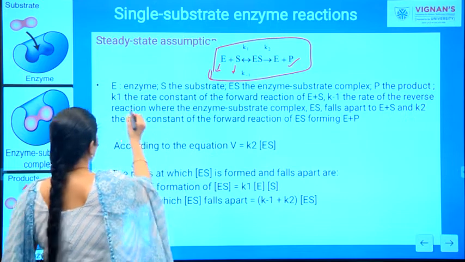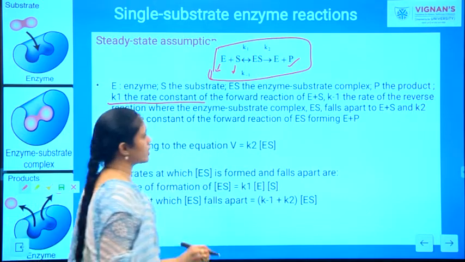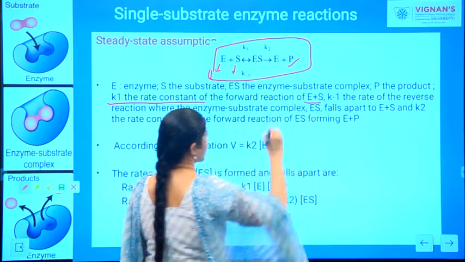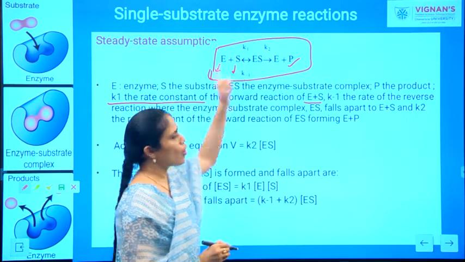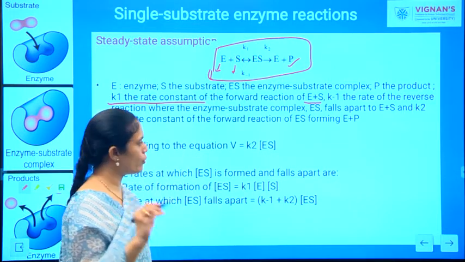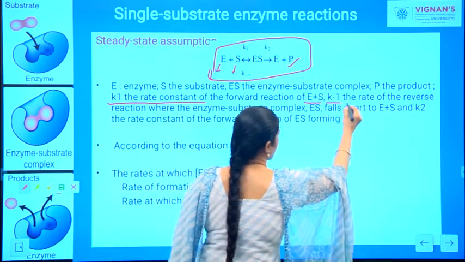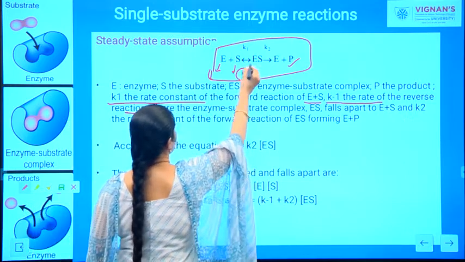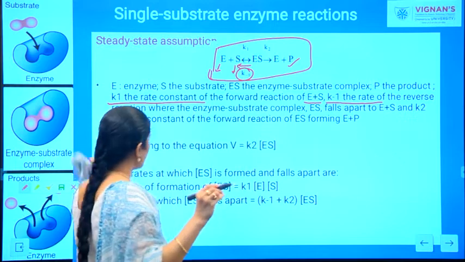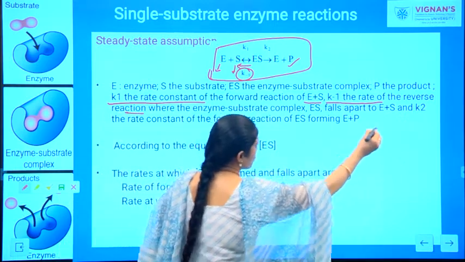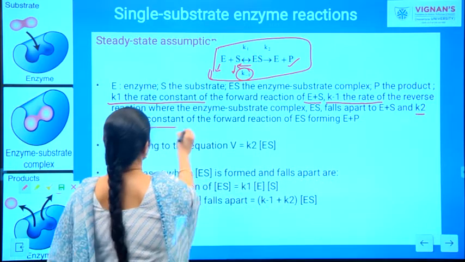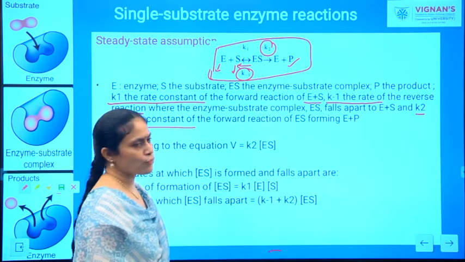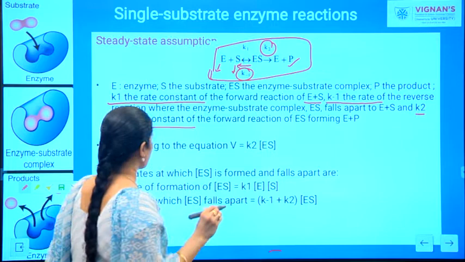Here you have to know that K1 is representing the rate constant of the forward reaction of formation of E plus S. So K1 is the rate constant for the forward reaction, whereas K minus 1 is the rate constant of the reverse reaction. K2 is the rate constant of the forward reaction for ES formation to enzyme plus product.